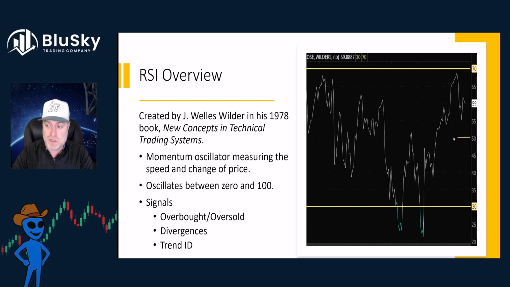Now, there's also a zone we track right here at the 50 level. And we track the 50 level for a variety of different reasons. I'll get into that here in 1 second. But those are the 3 zones that you track: 30, 50, 70.